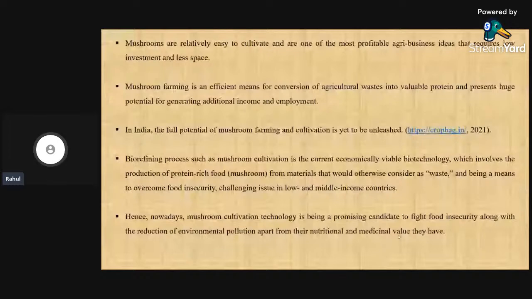for generating additional income and employment. In India, the full potential of mushroom bioconversion processes such as mushroom cultivation is a currently economically viable biotechnology, which involves the production of protein-rich food from material that would otherwise be considered waste, and is a means to overcome food insecurity, a challenging issue for low and middle income countries. Hence, nowadays, mushroom cultivation technology is a promising candidate to fight food insecurity along with the reduction of environmental pollution, apart from the nutritional and medicinal value they have.